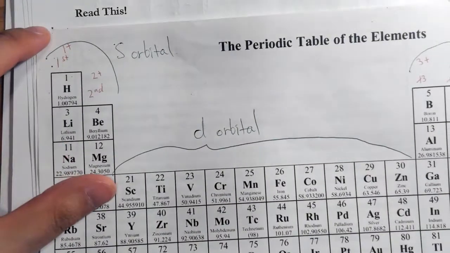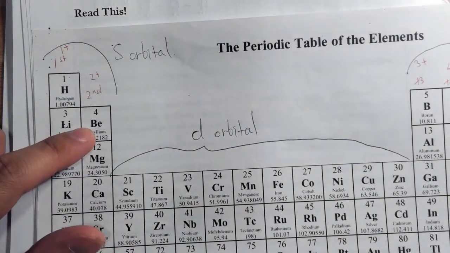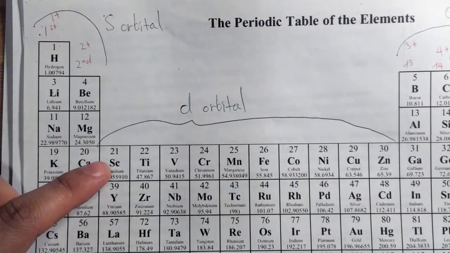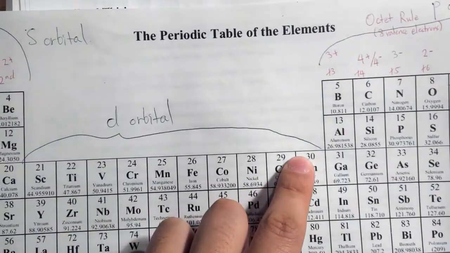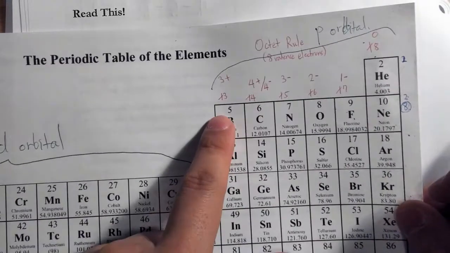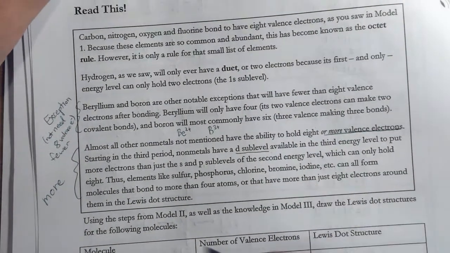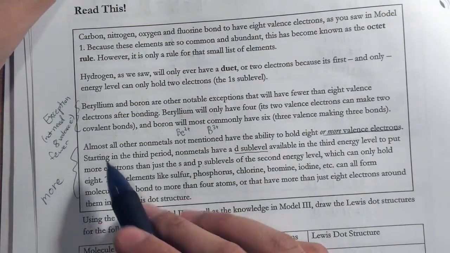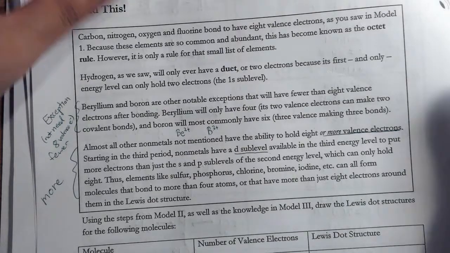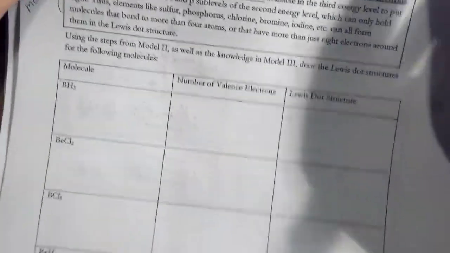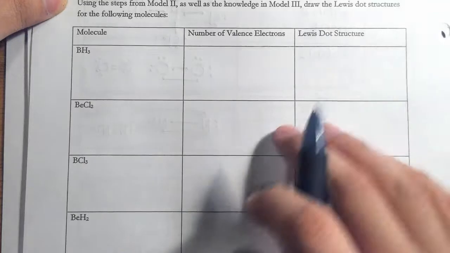Okay? So s orbital is group 1 and group 2. D orbital is from group 3 to group 12. And from group 13 to 18 is the p orbital. Alright? Just remember that. And it's saying that there is a possibility of having more than 8 valence electrons used. Alright? So, let's go on to the problems.